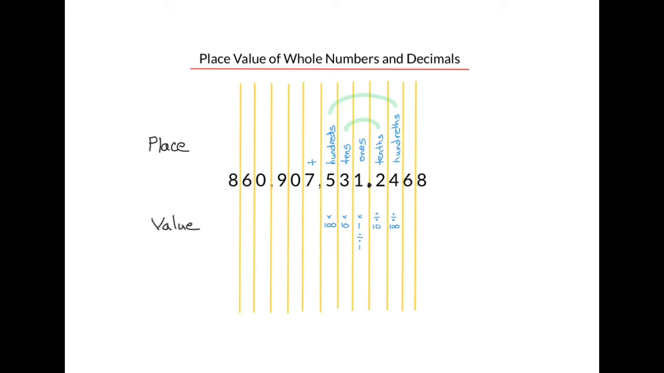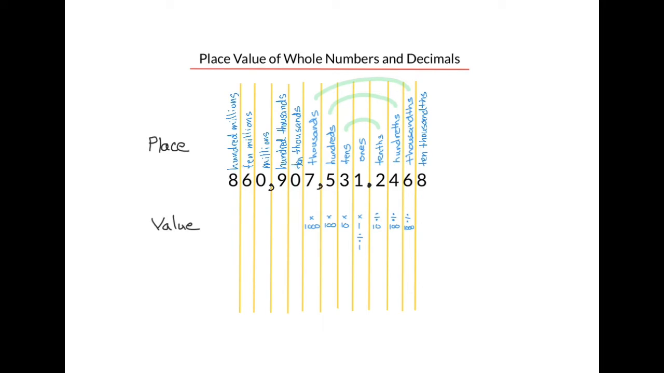Now let's fill in some other places and values. The 7 occupies the thousands place. The 6 occupies the thousandths place. And they're another corresponding pair. To get the value of the 7's digit, we multiply by 1,000. And to get the value of the 6 digit, we divide by 1,000.